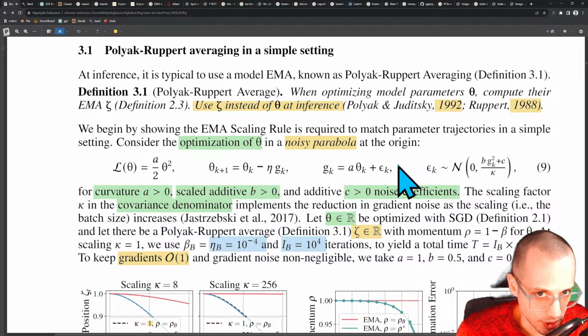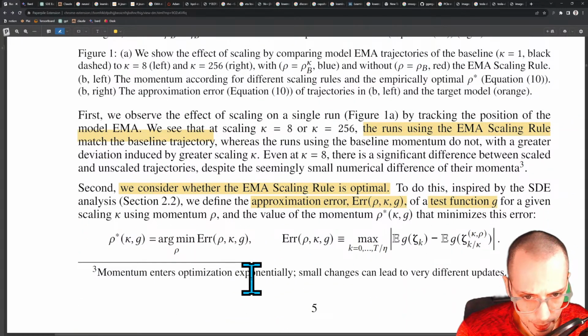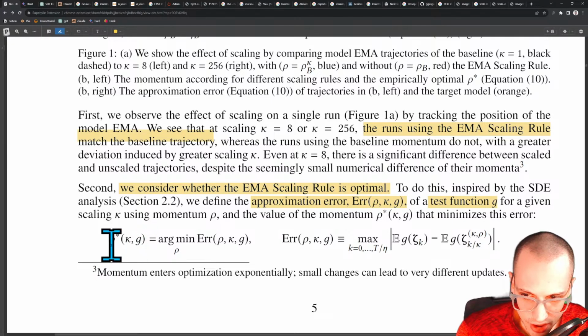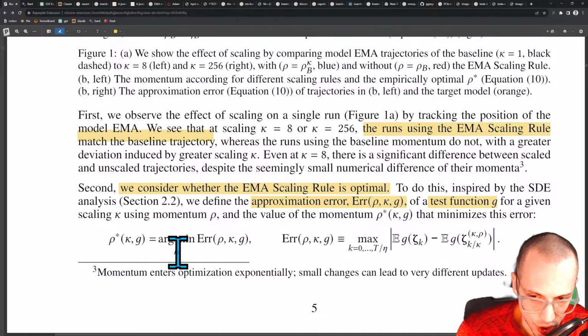So for the purpose of just proving this theorem, the noisy parabola is going to be a parabola with noise, right? Where it has A terms, B terms, C terms, and it has some squared term and this theta term here. So rho star of K, G, some scaling law, is the rho which minimizes the error here, this approximation error.